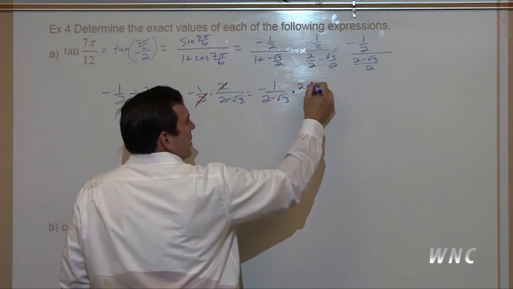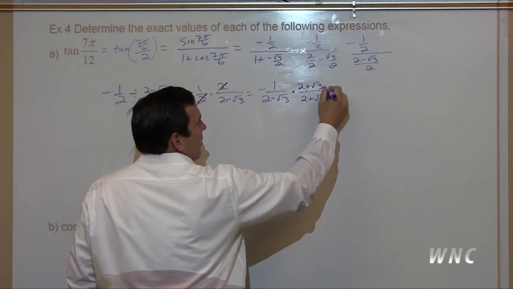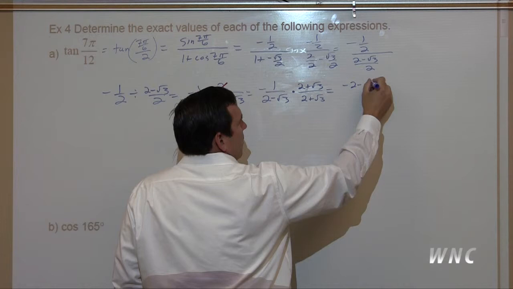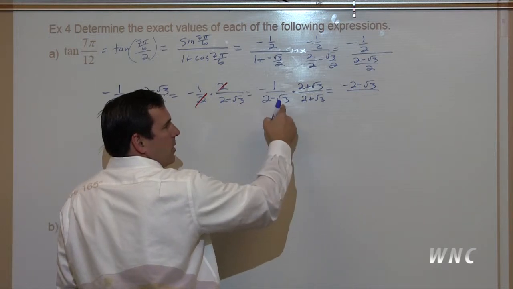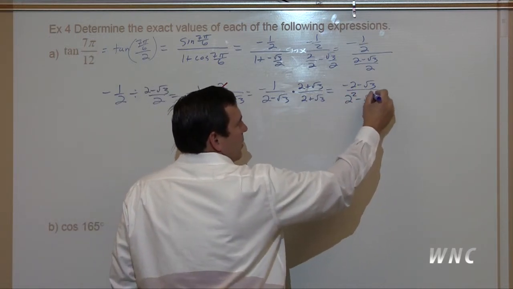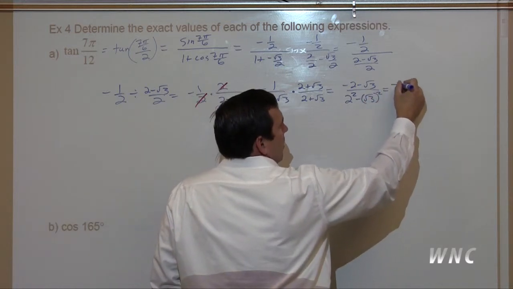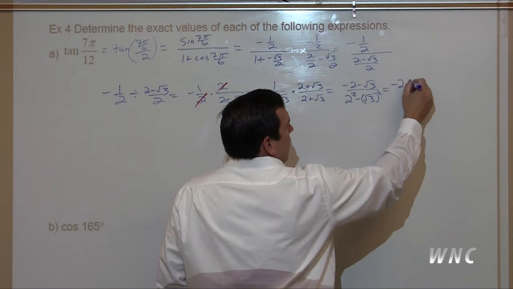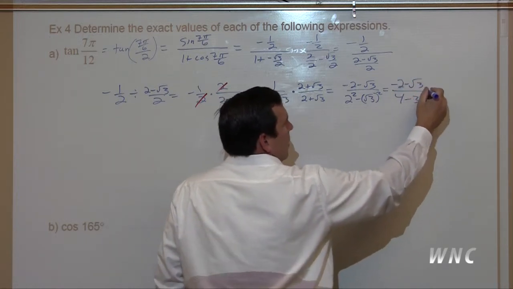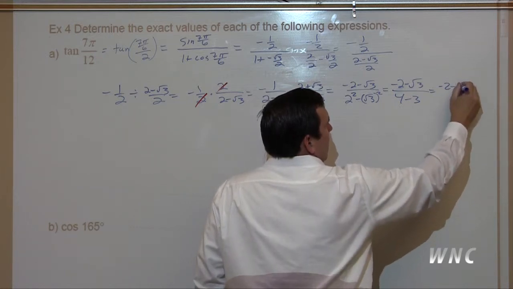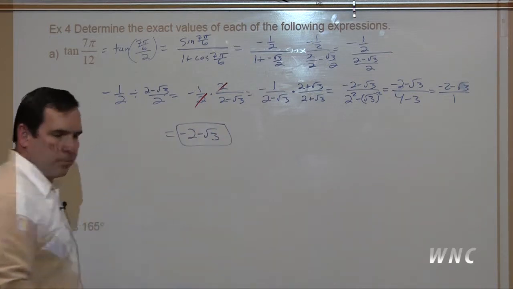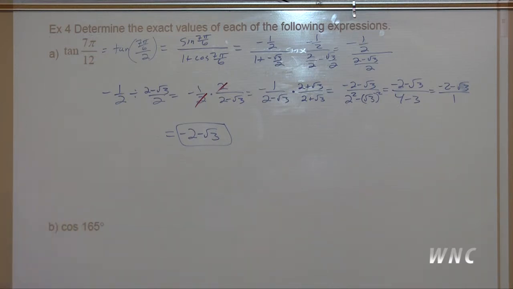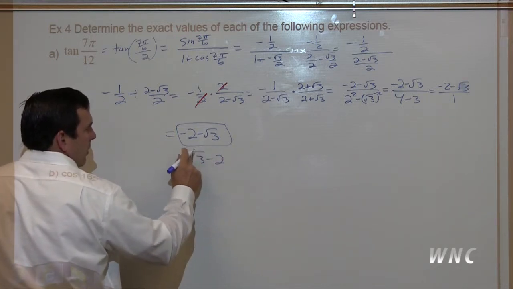So I'll multiply by 2 plus the square root of 3 over 2 plus the square root of 3. We end up with negative 2 minus the square root of 3 on top because it's negative 1. Then we end up with, because this is a FOIL situation, a minus b times a plus b, 2 squared minus square root of 3 squared. So we end up with 4 minus 3, which is 1. So our final answer is negative 2 minus the square root of 3. And if you look at my notes online, the answer is negative square root of 3 minus 2. It's the same answer.